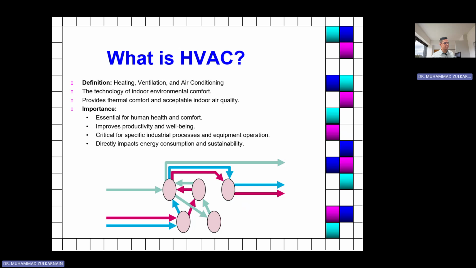So these are important, essential for human health and comfort. And then the second, improve productivity and well-being, critical for specific industrial processes and equipment operation, directly impacting energy consumption and sustainability. So right now in our university, we need to conduct work related to saving energy, being environment friendly. So we want to implement that green technology in our design project.